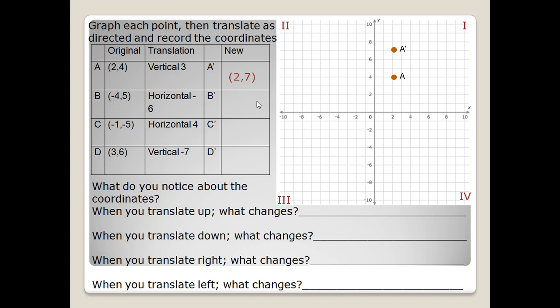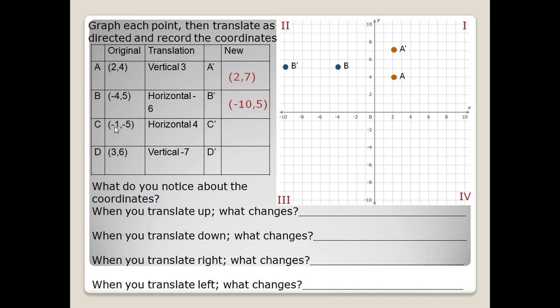So now we're going to do the same with B. We go negative 4, so x is negative 4, and then we go up to where y is 5, and we put our B. It says horizontal negative 6 is our translation. So we're going to go to the left, negative 6. 1, 2, 3, 4, 5, 6. Okay, so that gets us our new one, and let's go ahead and look at where our point is now. So it's going to be x is negative 10, and y is 5. So we see it right there.